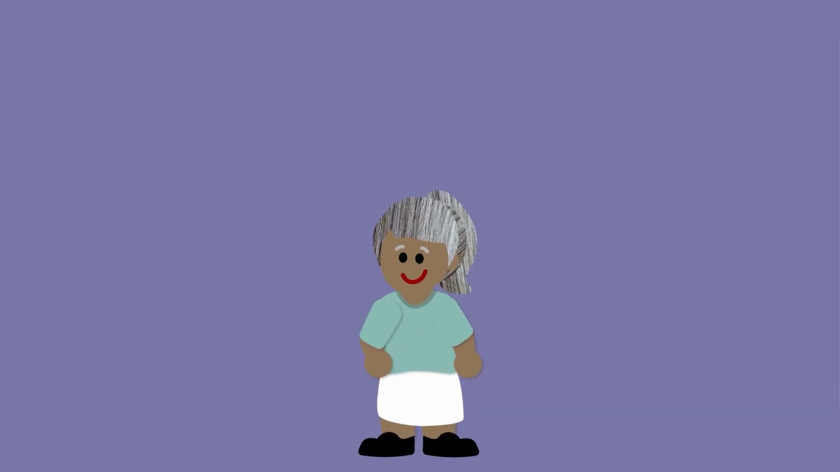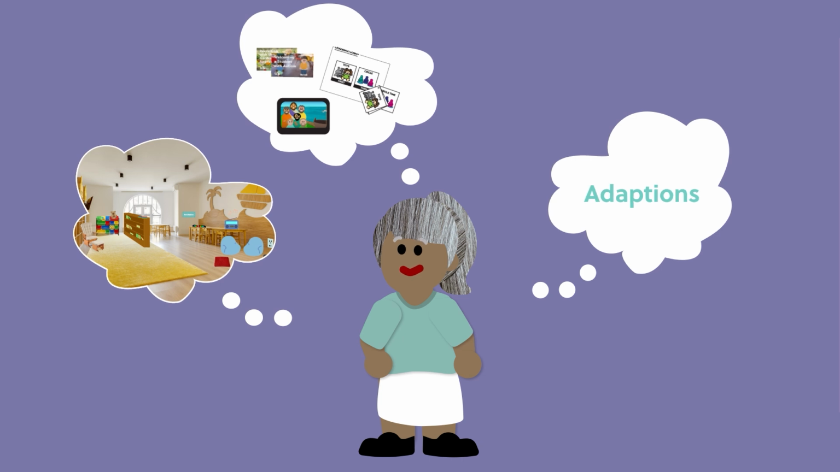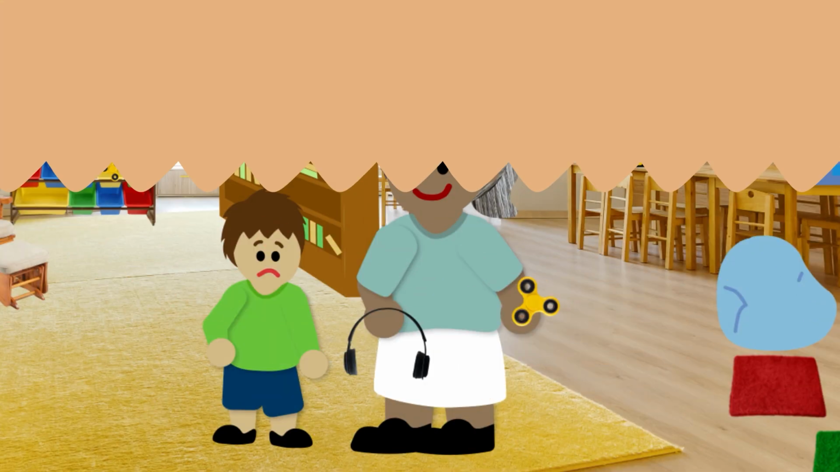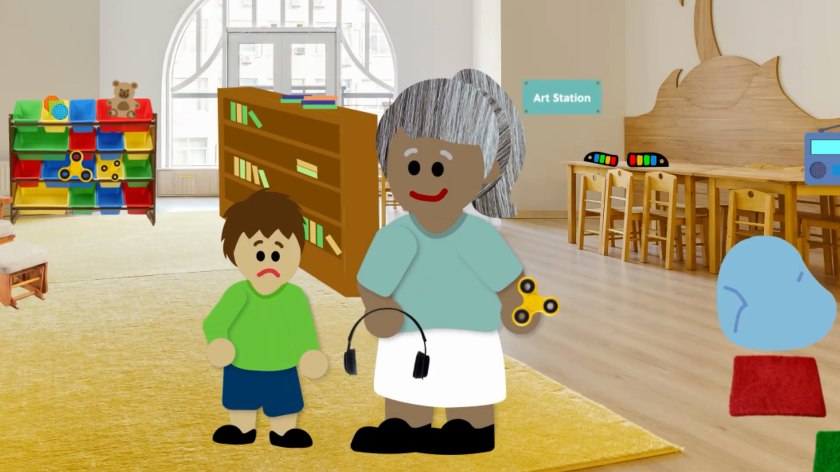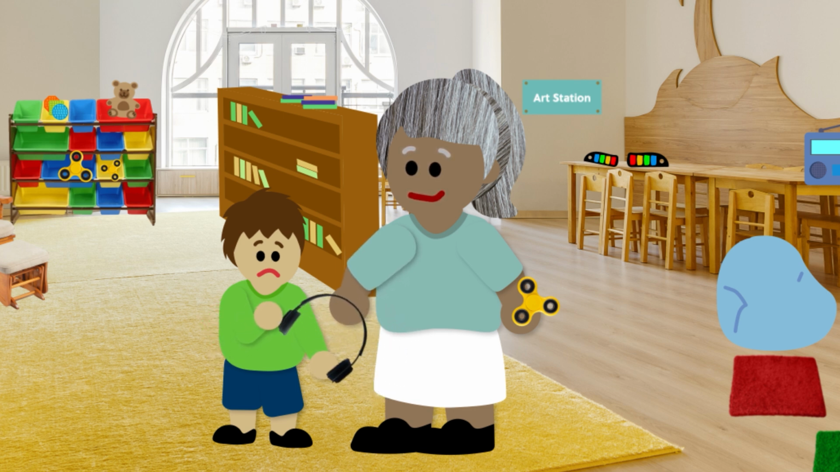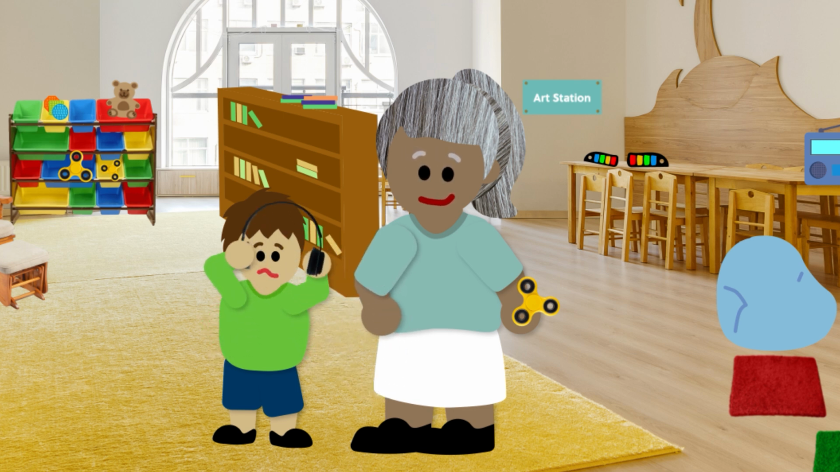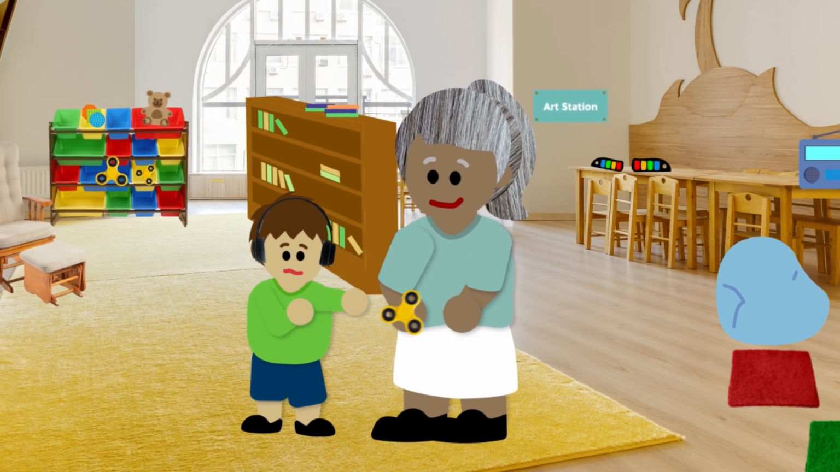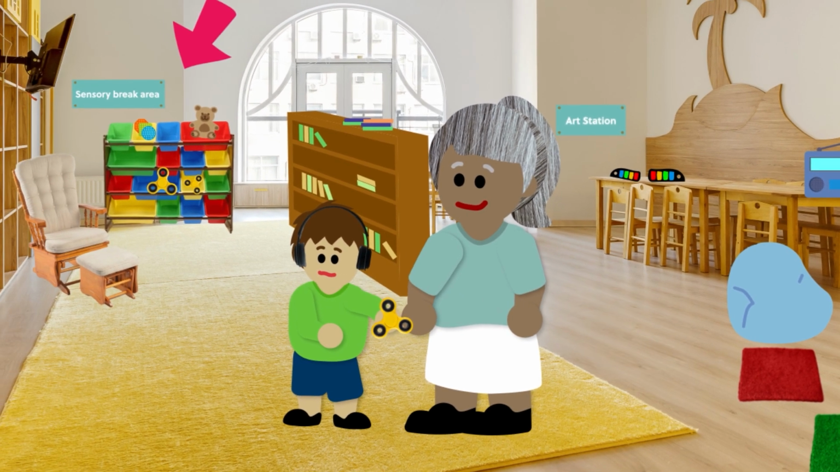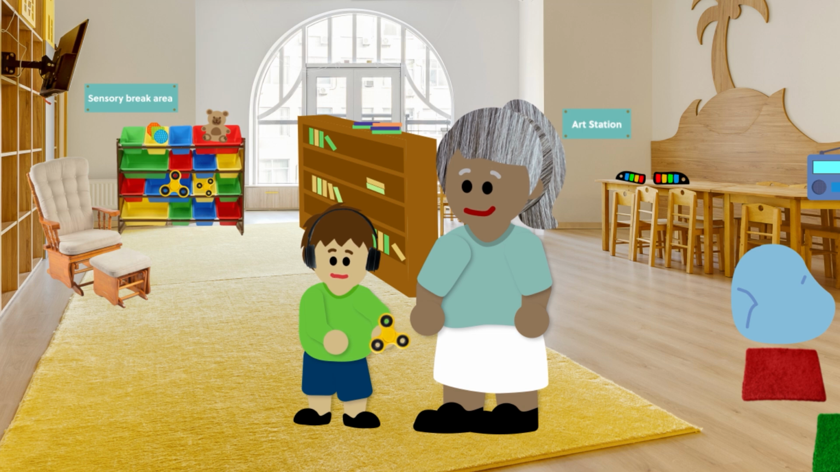The last part of creating an environment that is universally helpful for all is to understand that no matter what you do, sometimes adaptations will still be needed, and that's okay. So be prepared to meet the specific needs of students by having some adapted resources available, like noise-canceling headphones that help reduce volume, fidgets that give restless students a positive outlet, and a sensory break area to help students find their calm.